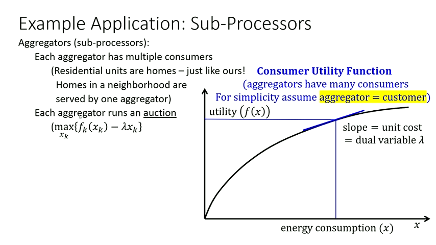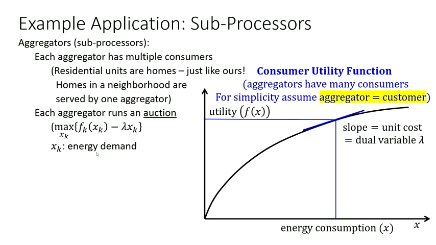What happens is each aggregator tries to maximize this. What is lambda xk? This is what they try to maximize, right? Here, this is the total utility gained, what they want to maximize. And what is lambda? The unit cost of electricity, right? So what is lambda times xk? The total amount one has to pay. Correct? So this is what they try to maximize.